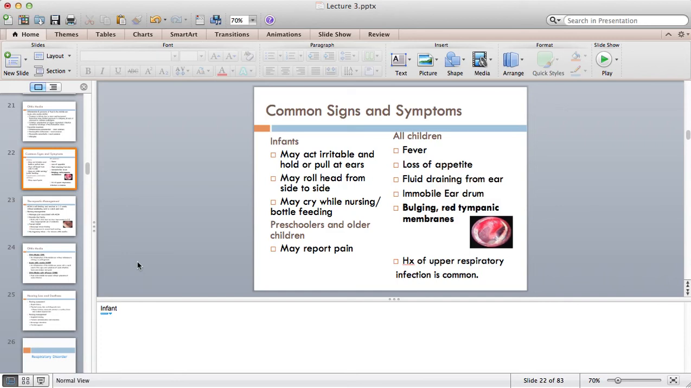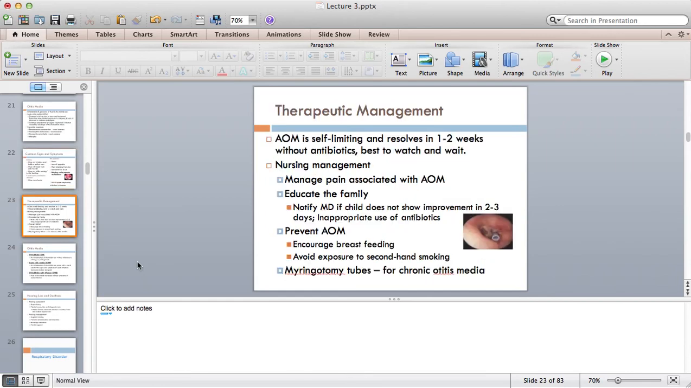Treatment. Initially, any child that presents with a fever and tugging on their ear, we would give antibiotics. Right now, the new evidence and research have supported this watch and wait attitude. In fact, the American Academy of Pediatrics recommends not to give antibiotics initially.